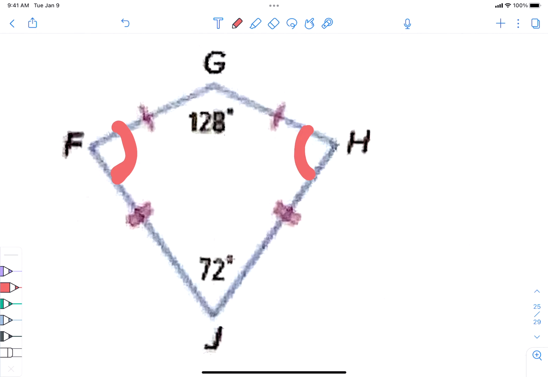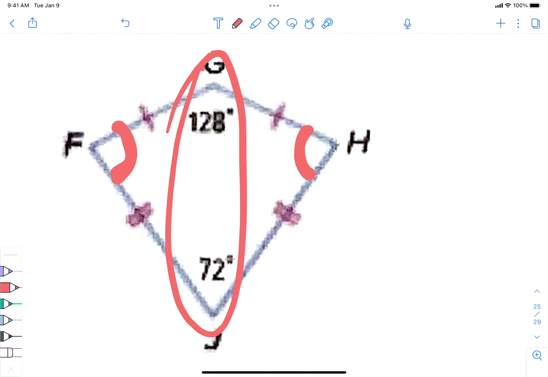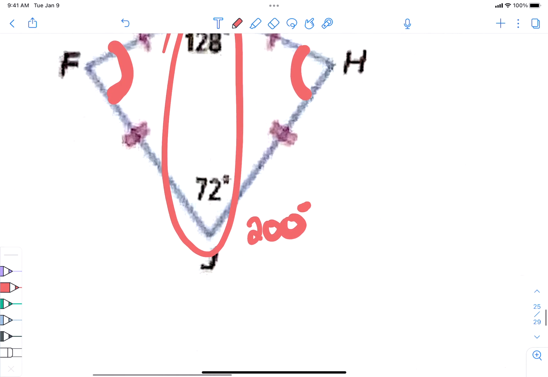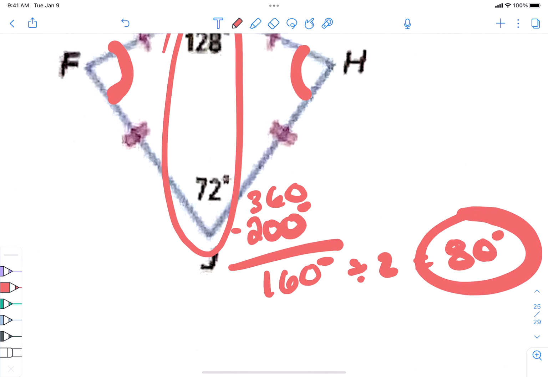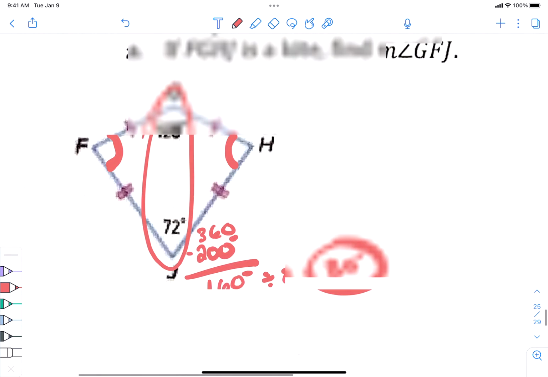Okay, how do I find what they are? Yep, let's add those two together. And that is 200 degrees. Okay, what's the whole thing? What's all four of them together? 360. So I'm going to subtract that from 360. Okay, and that is 160. And since they're both the same, we can divide by 2, which is 80. So each one of them is 80 degrees. Does that make sense? Yeah, that's not too bad.